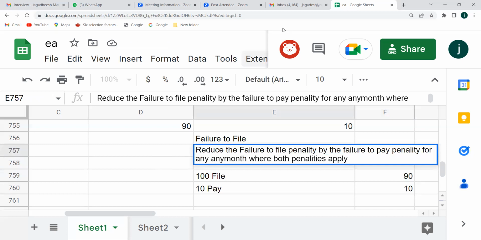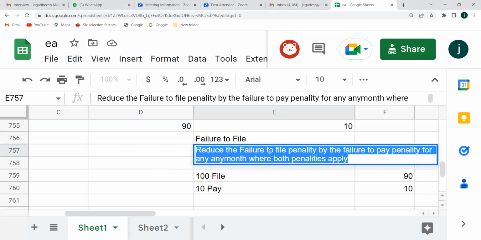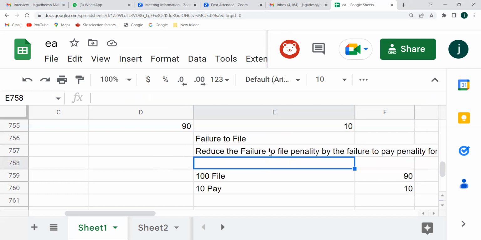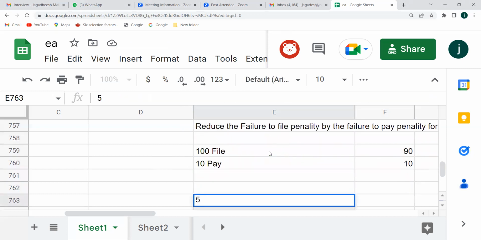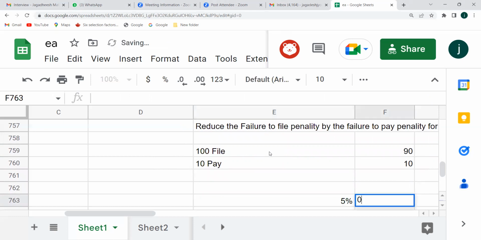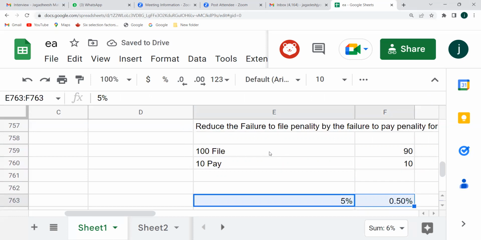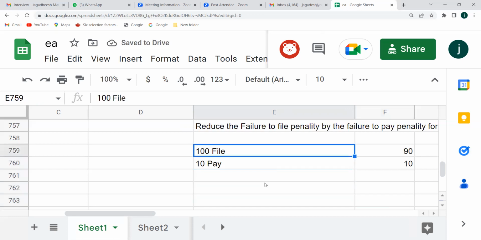One question was there. You mentioned that failure to file penalty will be offset from failure to pay. But if we reverse this example, suppose failure to pay penalty is more than failure to file? It won't happen. Why? Because here it is 5% and 0.5%. So it will never happen. Failure to file, what is the penalty? 5%. Failure to pay is 0.5% only. So it won't happen for sure. By any chance also it won't happen. Don't worry.